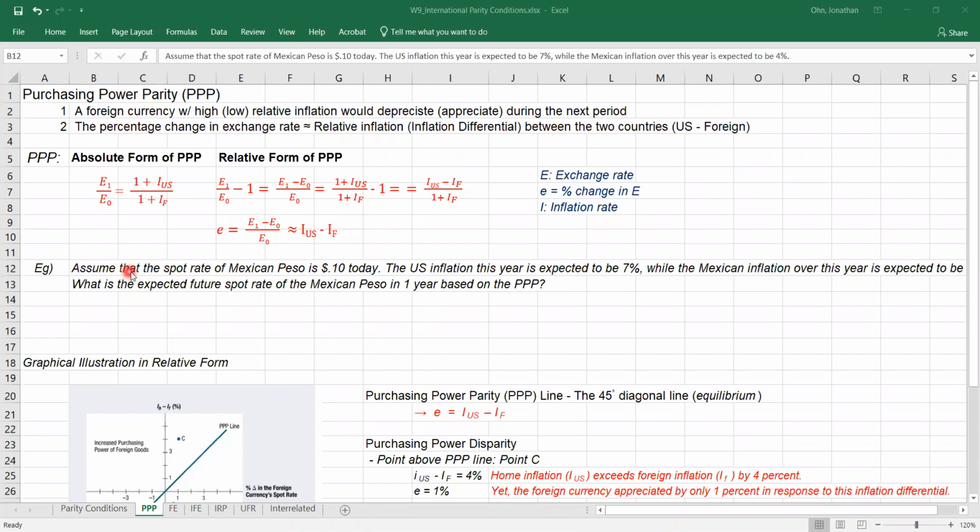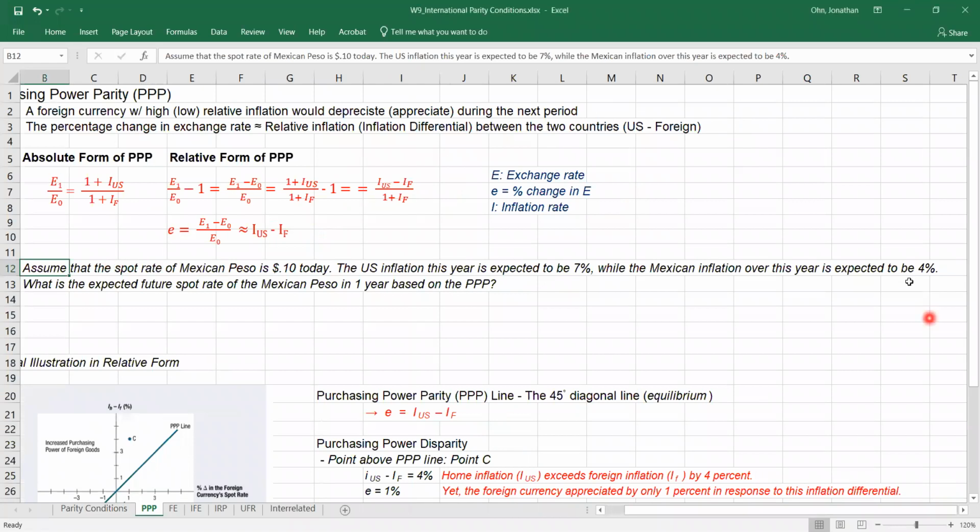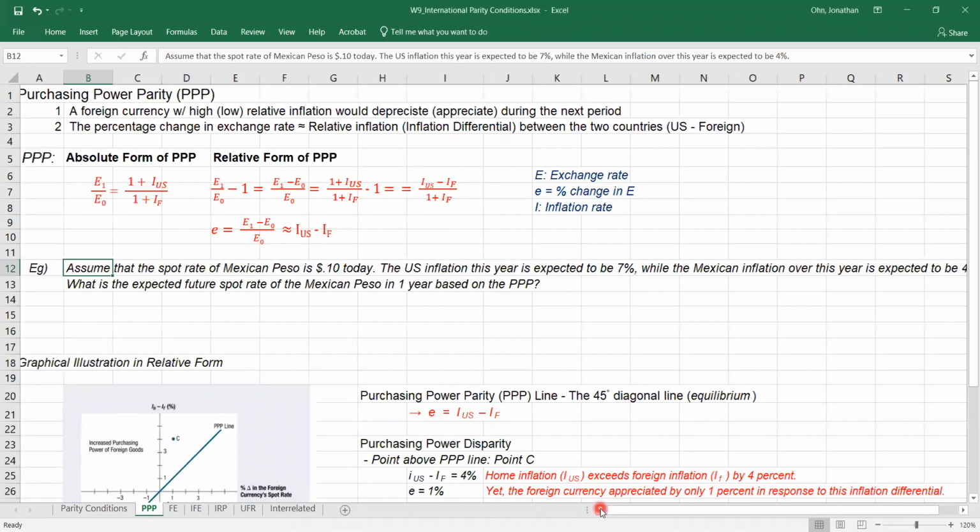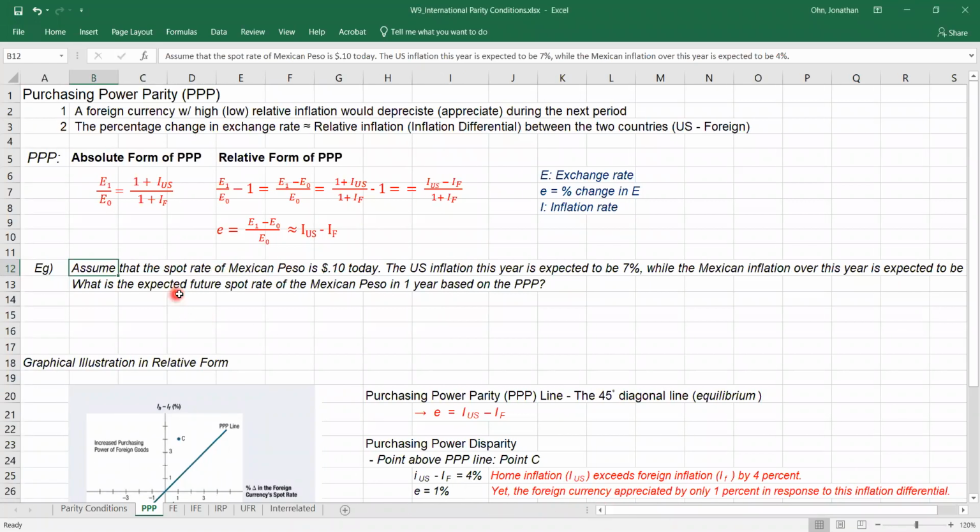Now, assume that the spot rate of Mexican peso is 0.10 today. That's E0. The US inflation is expected to be 7%. Mexican inflation is 4%. What is the expected future spot rate of Mexican peso in 1 year based on this PPP?